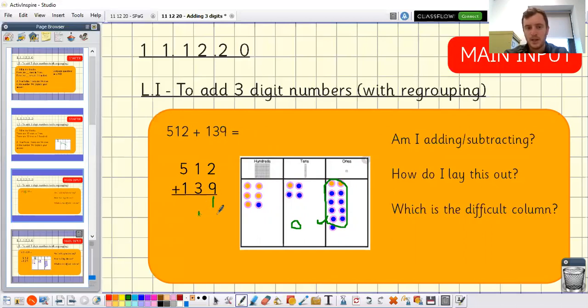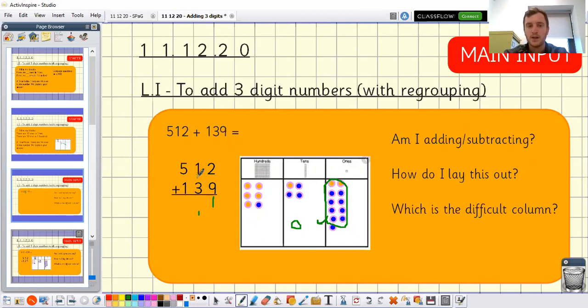So I'm going to put a little 1 here to show that extra 10 that I've just made. Now we move on to our tens column. Again, I've got an orange 10 here to represent the 1 ten in 512. And I've got 3 blue 10s here to represent the 3 tens in 139. Now remember, we've also got an extra 10 here because we had 10 ones and we regrouped them into 1 extra 10, which is why I've got that little 1 here.